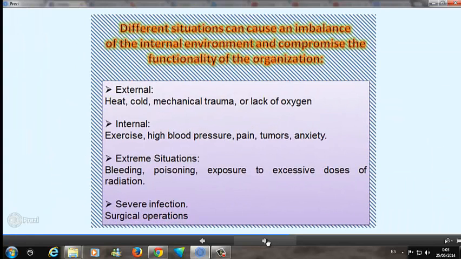Different situations can cause an imbalance of the internal environment and compromise the functionality of the organism. External: heat, cold, mechanical trauma, or lack of oxygen. Internal: exercise, high blood pressure, pain, tumors, ulcers. Other situations: bleeding, Parkinson's, exposure to dust or radiation, severe infection, surgical operations.